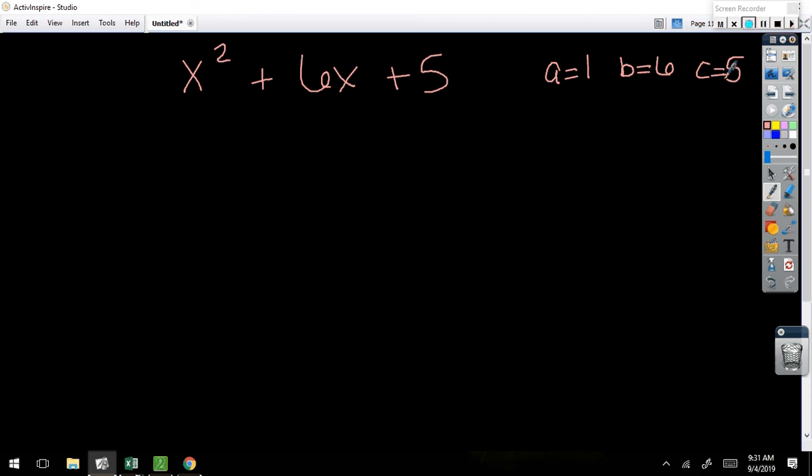Anybody confused? Do y'all remember this? Is it coming back to you or not really? Okay. Multiply A and C together. 1 and 5. You're exactly right. 1 and 5 equals 6. So I'm going to rewrite this 6 using 1 and 5 instead. So it's going to be x squared. It does not matter what order you put them in.